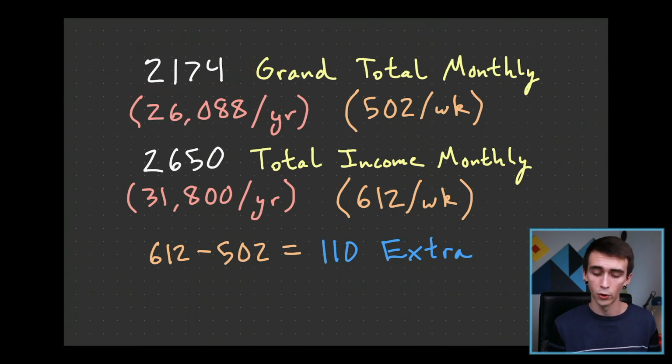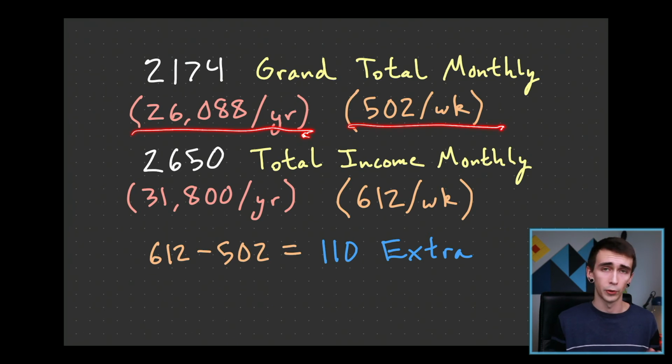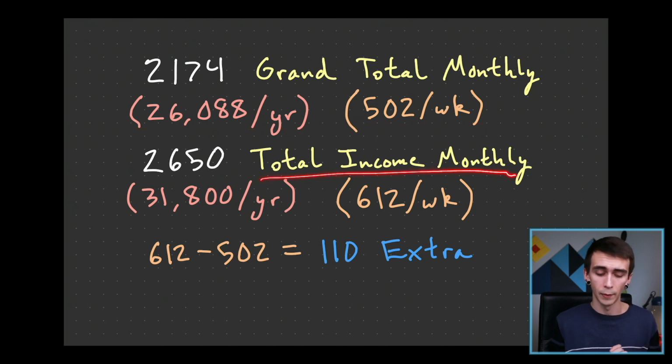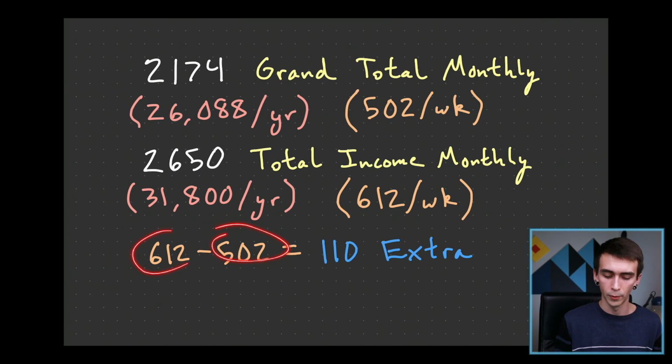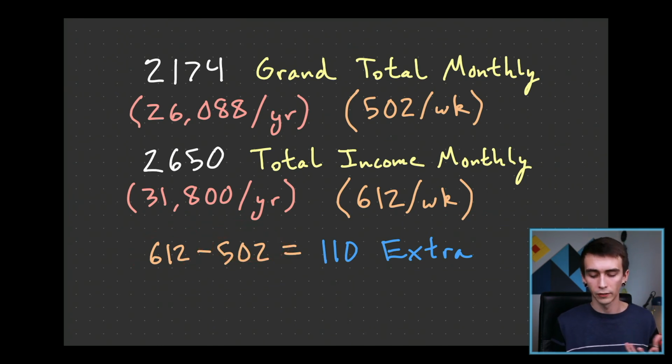So that'll bring us to $2,174 as a grand total on a monthly basis, and that comes out to $26,088 per year, or $502 per week. Now what I make every month is about $2,650, or $31,800 per year, or $612 per week. So if I take away the $502 from the $612 that I'm making, I basically have $110 left over. So this $110 per week extra tells me that I have about $450 per month that I could either be investing more of, or I could be paying down my debts quicker.